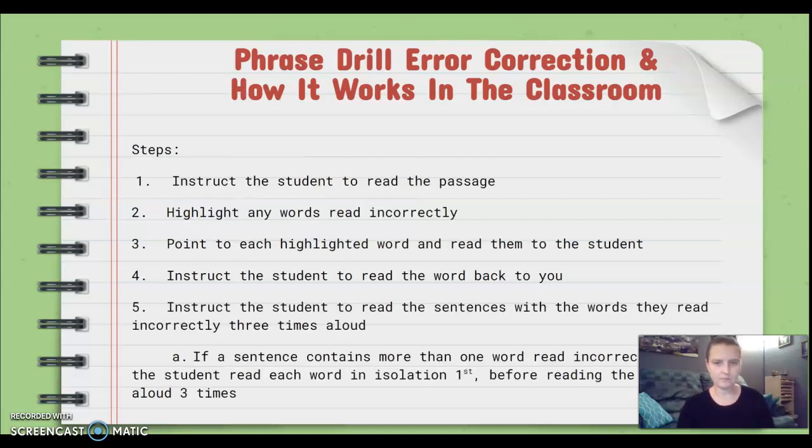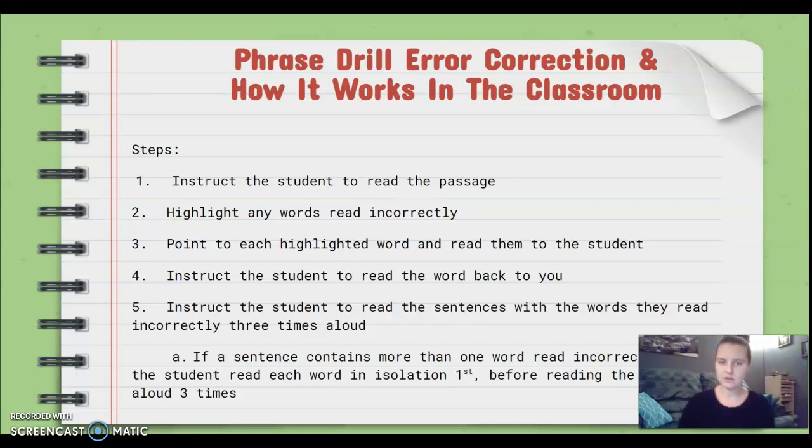And then here are the steps for phrase drill error correction. So the first step would be to instruct the student to orally read the passage to you. And as they're reading, you have your teacher copy in front of you, and you are highlighting any words that are read incorrectly. Those are where the errors come into play. And then after the student is done reading, you're going to show them your copy of the passage and words that they said incorrectly. You're going to have the student reread those error words. They're going to read them and then they're going to read them back to you. And then that will give them some practice in that error that they made.